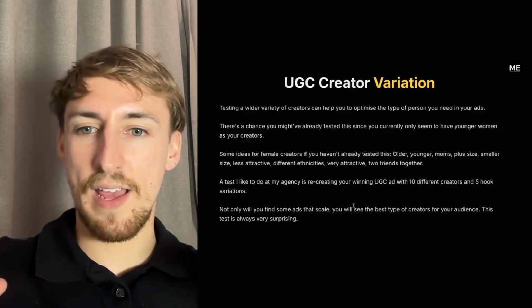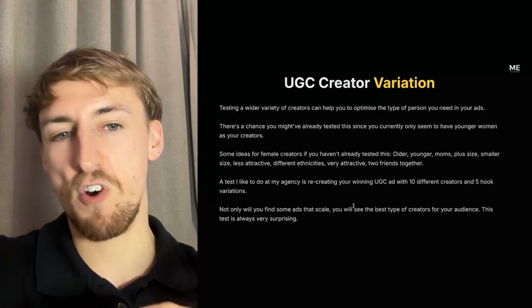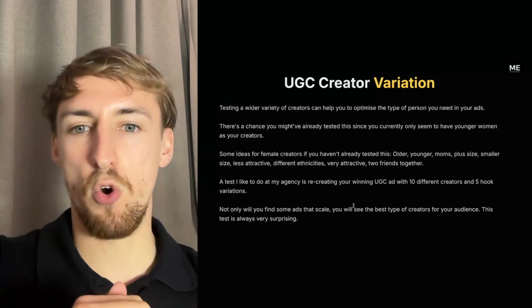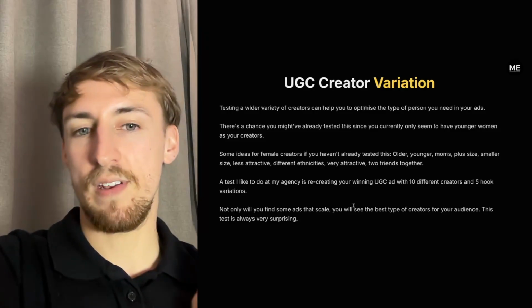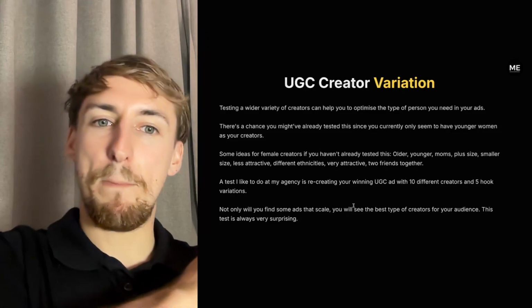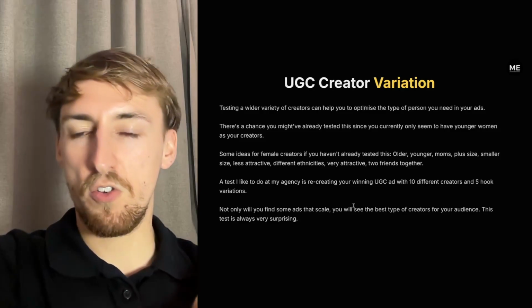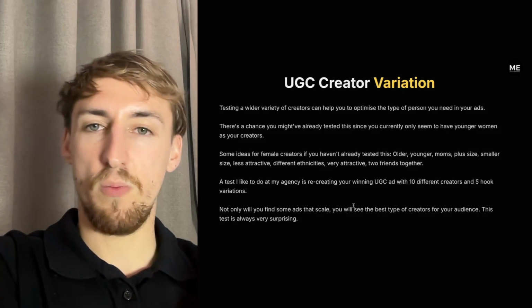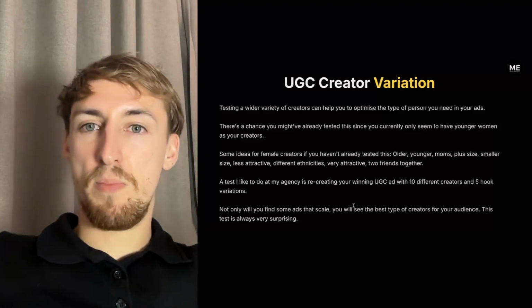What we like to do at the agency is recreate your winning UGC ads with 10 different creators and 3 to 5 hook variations. So get your winning ad and simply use a different creator and completely replicate it and make hook variations, of course. Now, you'll find some ads that scale, you'll find some ads that don't perform as well, and you'll be able to see what creator performs best.